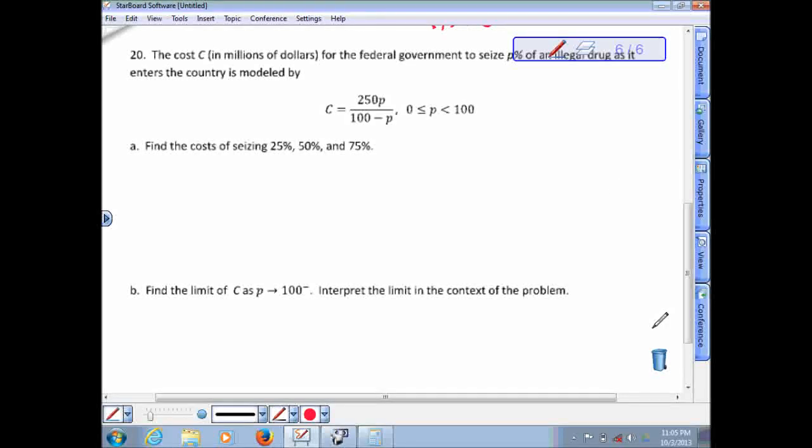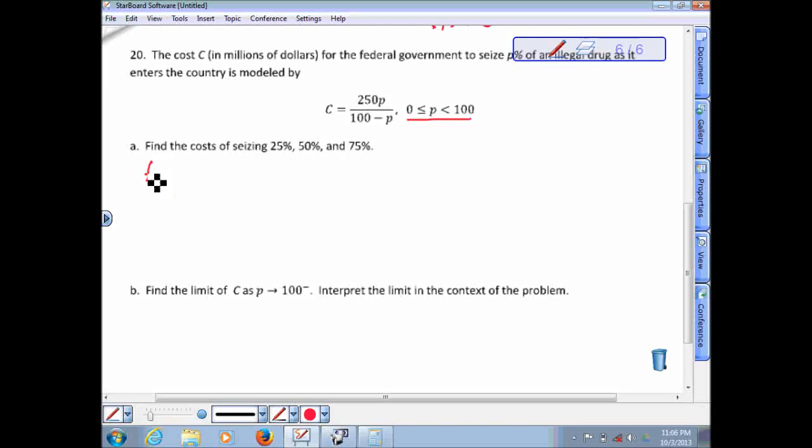Last one. The cost for the federal government to seize P% of an illegal drug as it enters the country is modeled by this. P has to be between 0 and 100. The way that this is set up, we can use the percent P as the actual number, because P is between 0 and 100. So we don't actually need to change these to decimals. We can use 25% as the number 25 and 50% as the number 50.